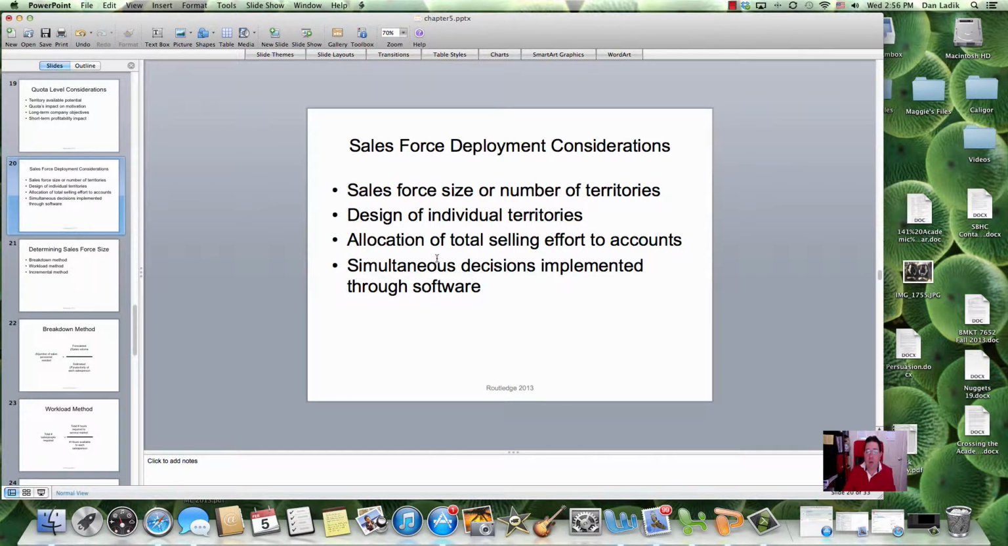So now, one of the other things that we do with information is we have to figure out how to deploy our sales force. Some of the things that we would think about: how big or the number of territories a salesperson or a sales team might have, how complex those territories are, Manhattan versus, say, Boston, or Manhattan versus Tampa, allocation of total selling efforts to accounts, and then sometimes some of the efforts can be done through software.